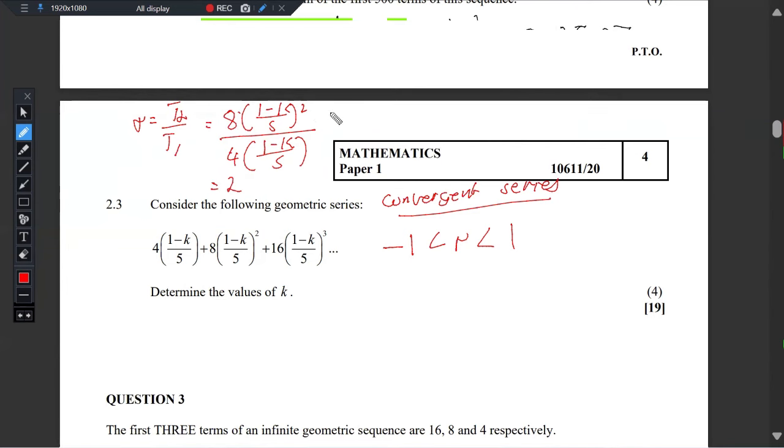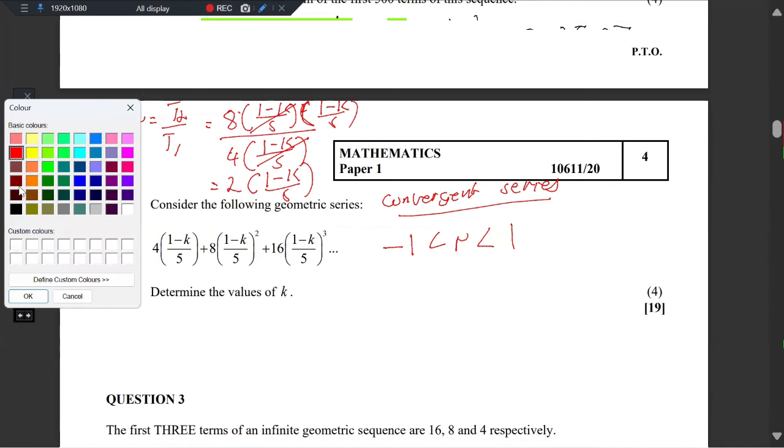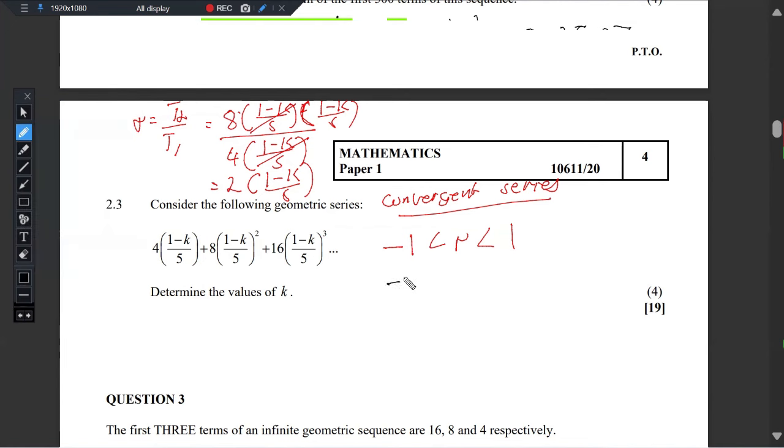And then here, because square here means that we can expand this twice. So this is 1 minus K over 5, so it will only cancel off with 1. So our R is being represented by 2 bracket 1 minus K over 5. Right, so I hope that makes sense. Then what we are supposed to do here is put that R in the middle of this. So it's -1, and then we have 2 bracket 1 minus K over 5, and then less than 1.